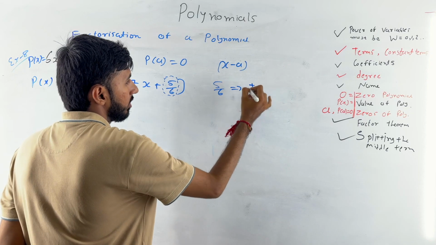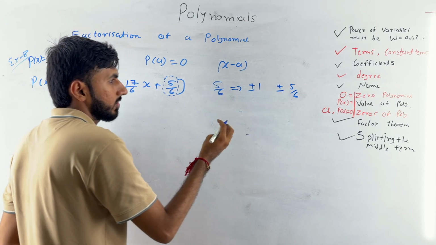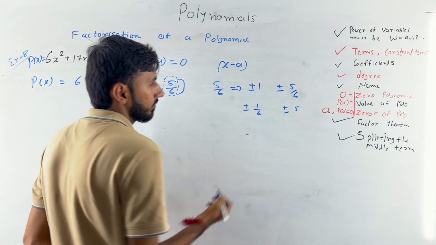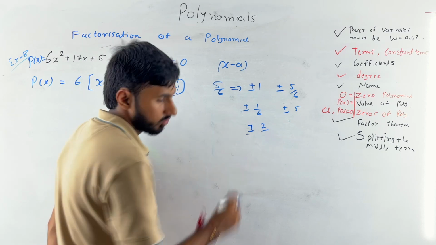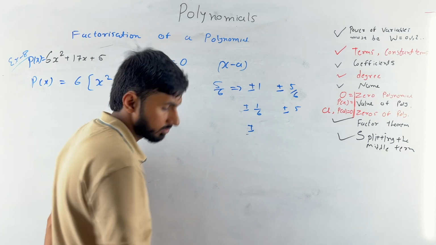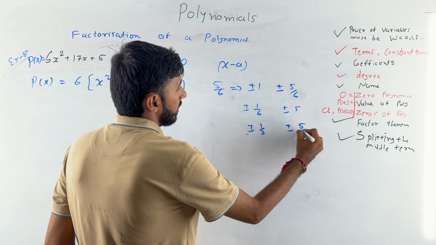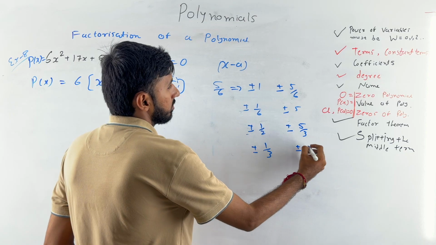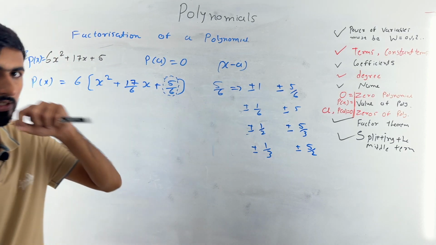Factors of 5 by 6 are plus or minus 1, plus or minus 5 by 6. This is the first factor. Now the second one, plus or minus 1 by 6, plus or minus 5. Now the third, plus or minus 1 by 2, plus or minus 5 by 3, right? Now plus or minus 1 by 3, plus or minus 5 by 2. These are the factors of 5 by 6, right?